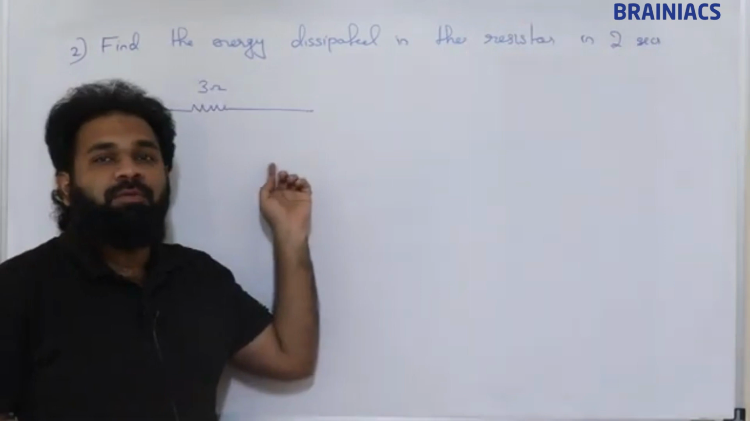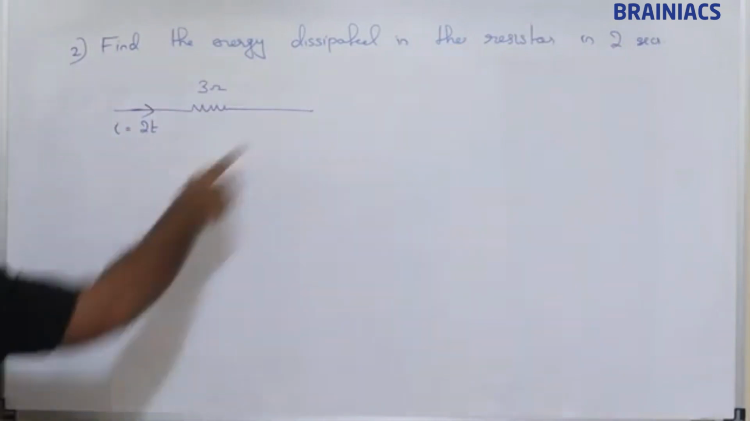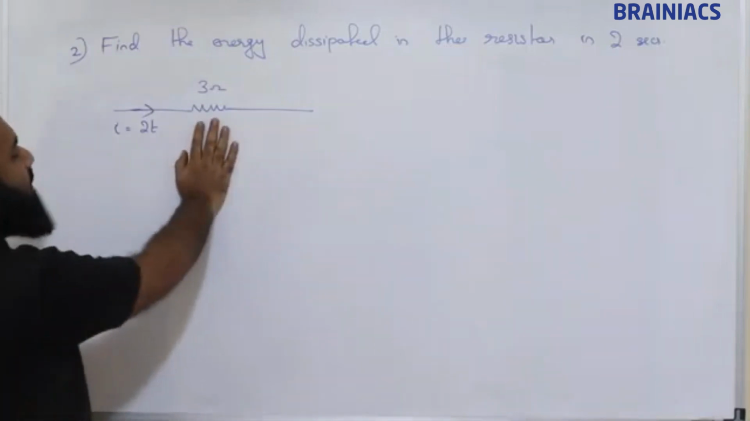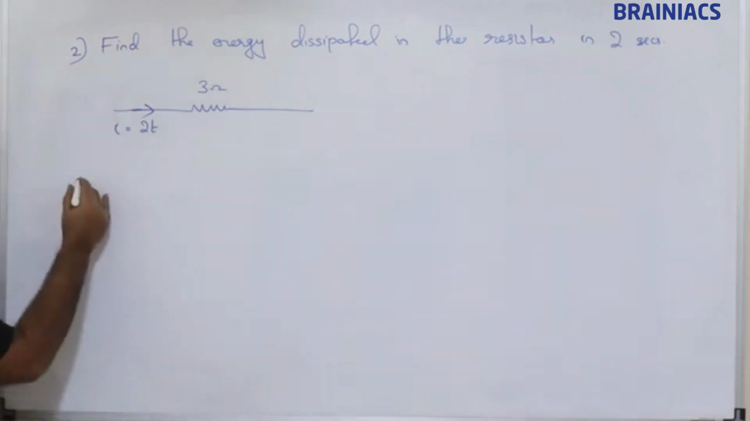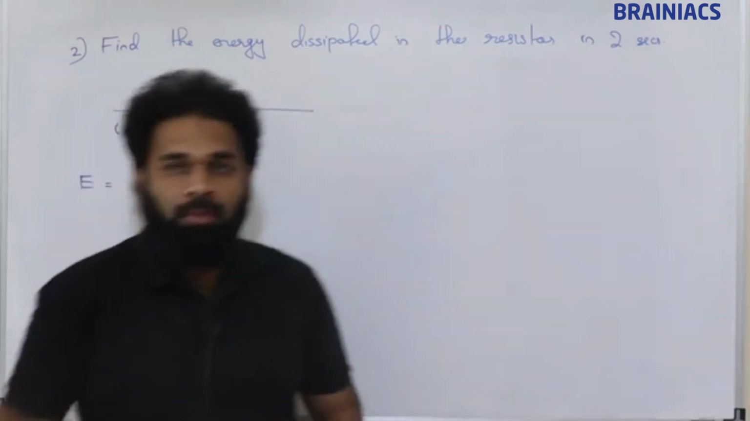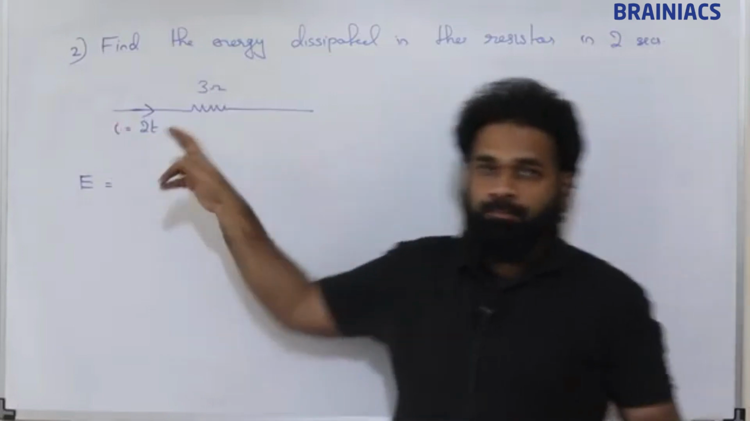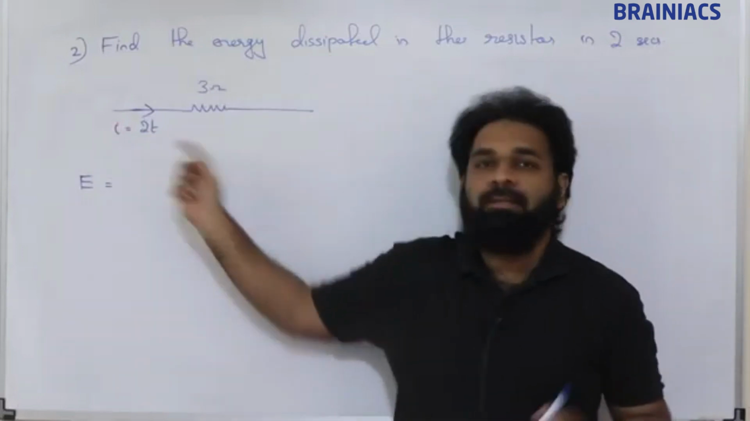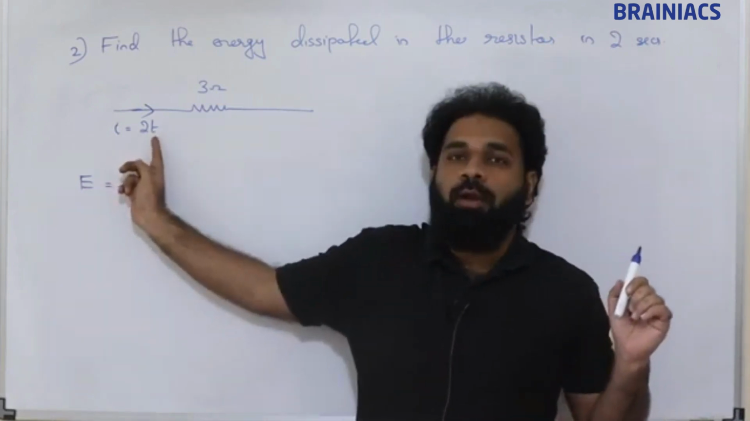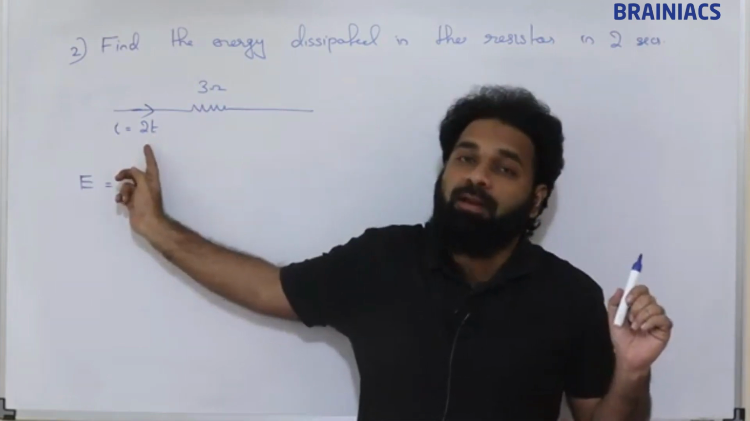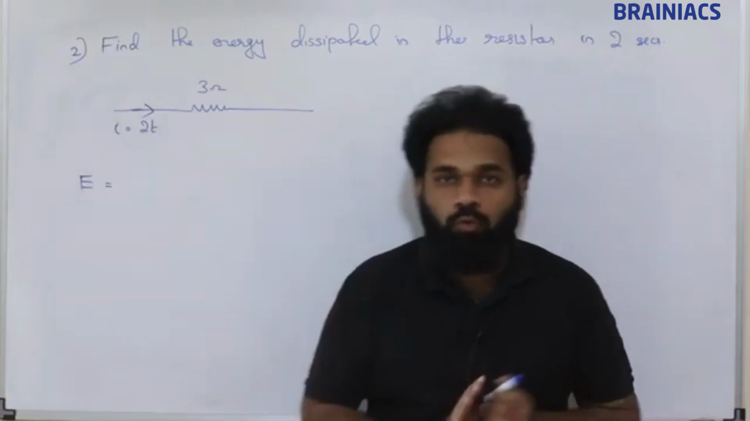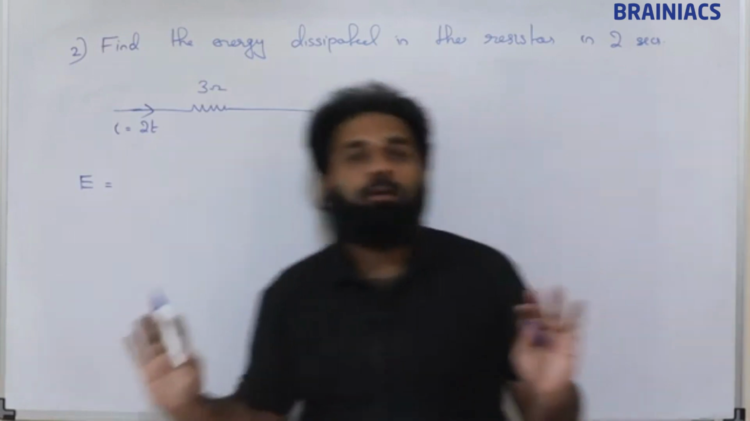Okay students, now take this question. Find the energy dissipated in the resistor in 2 seconds. I is equal to 2T, resistor is 3 ohm. What is the energy dissipated? Now here the current is not constant. Current is given as 2T, where T is time. When T is equal to 0, current is 0. When T is equal to 1, current is 2. When T is equal to 2, current is 4. When T is equal to 3, current is 6. That is why the equation I is equal to 2T. So current is not constant in this case.